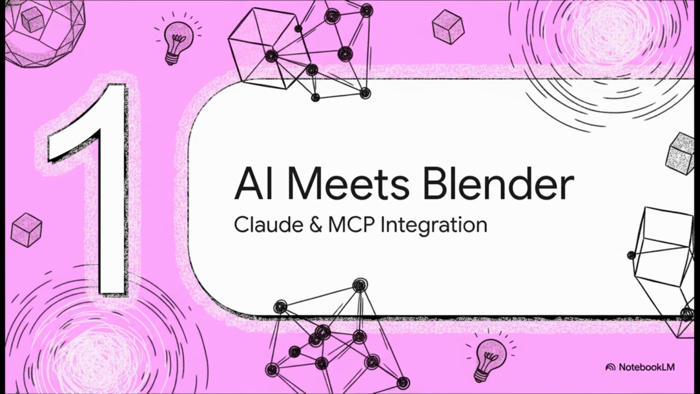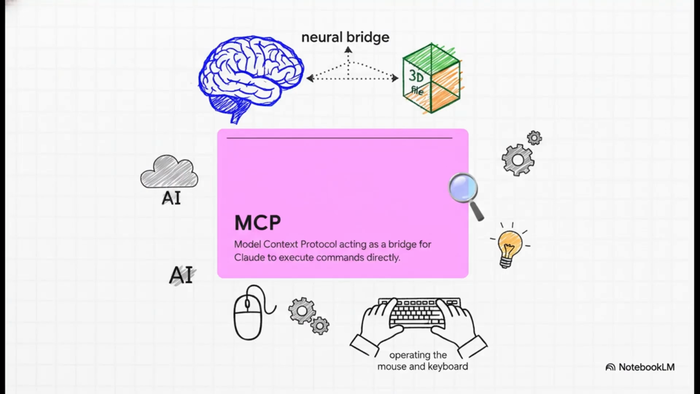Let's go. Section 1. AI meets Blender. Let's look at the tech actually making this possible. So the secret sauce here? It's called the Model Context Protocol, or MCP. Think of it like a direct neural link between the AI and your Blender workspace.